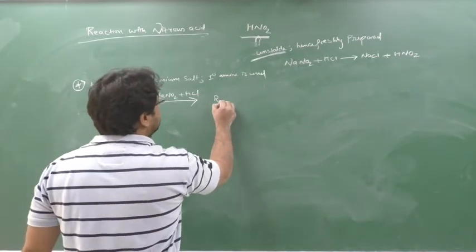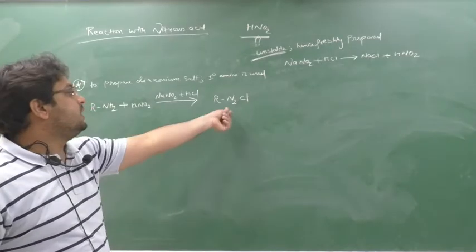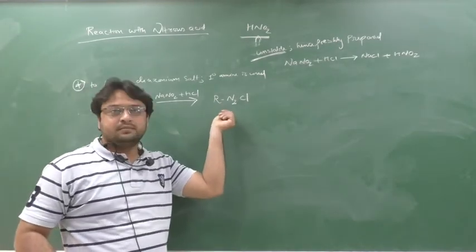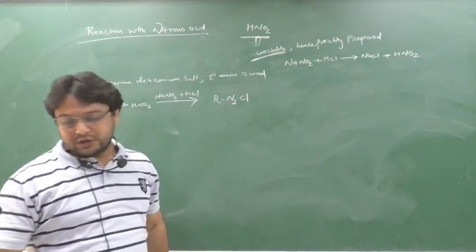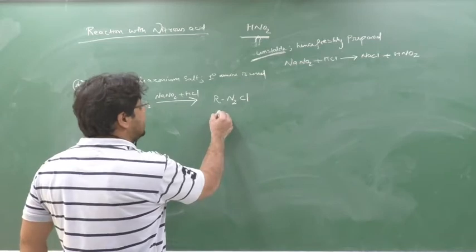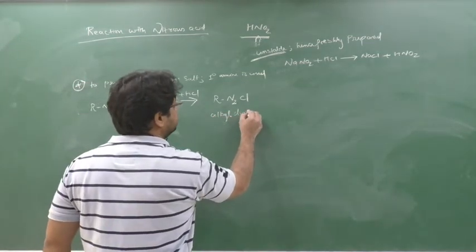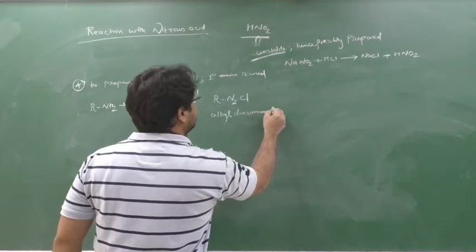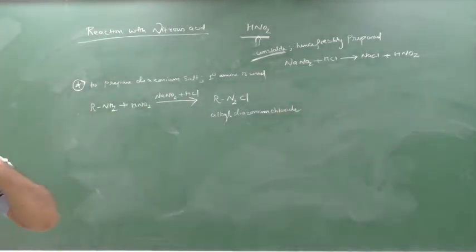See here, RN2Cl. Whenever you see N2, it is a diazonium, and this is one kind of salt. That's why it is known as a diazonium salt. And what is the name? This R is alkyl, N2 we call diazonium, and Cl means chloride. So in this way we can prepare the diazonium salts.